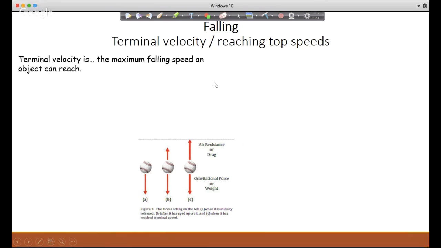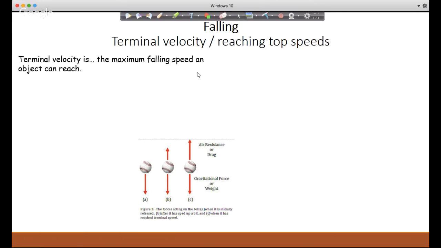Okay, so terminal velocity and reaching top speeds. The science behind these two things is the same. This is terminal velocity of an object falling, maybe a parachutist jumping out of a plane, or why a car or a van or a motorbike reaches a top speed. It's exactly the same science, and it's all to do with forces. So we need a good explanation about why objects reach a terminal velocity or a maximum speed, a top speed.